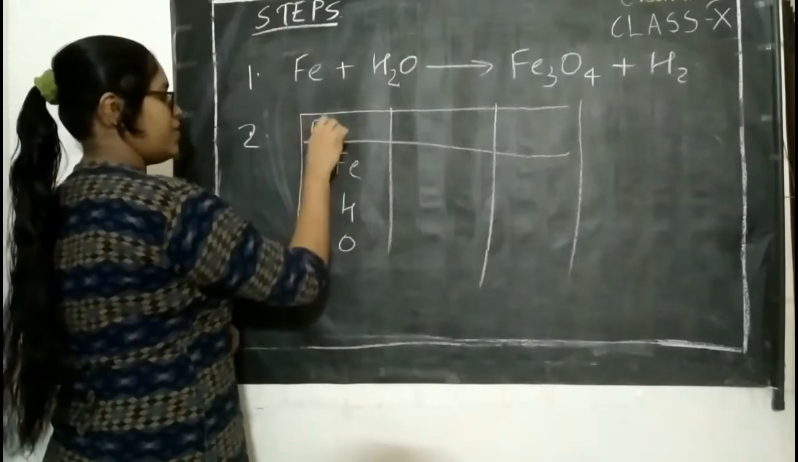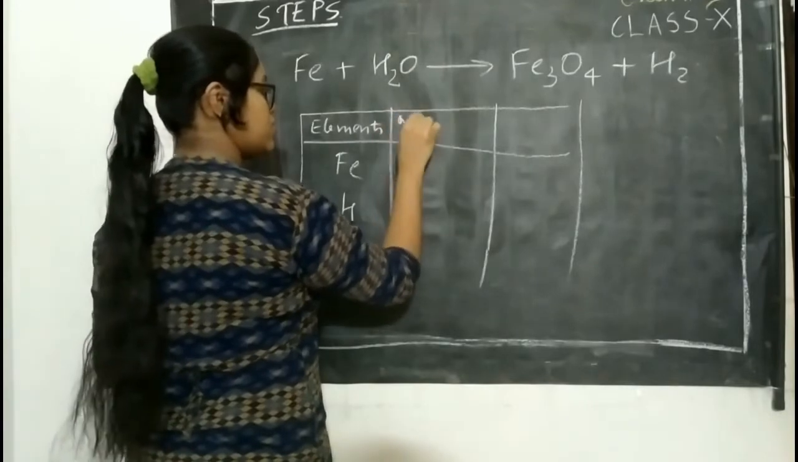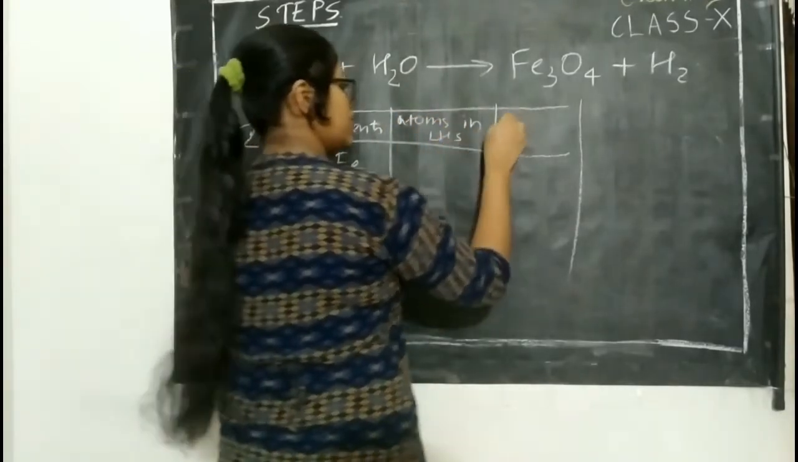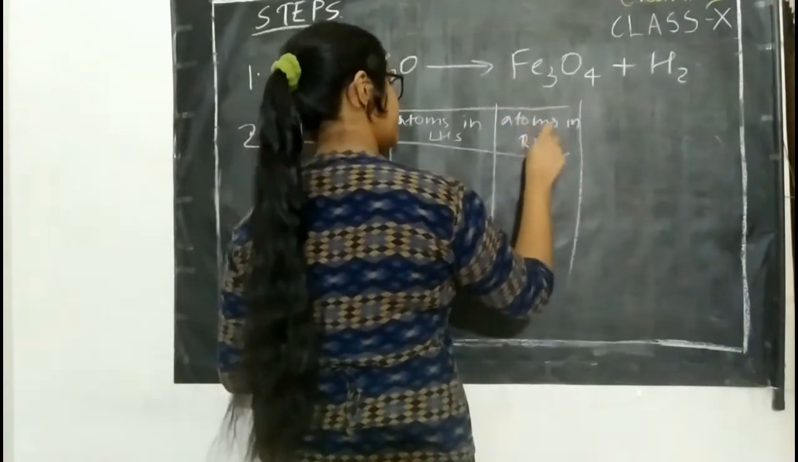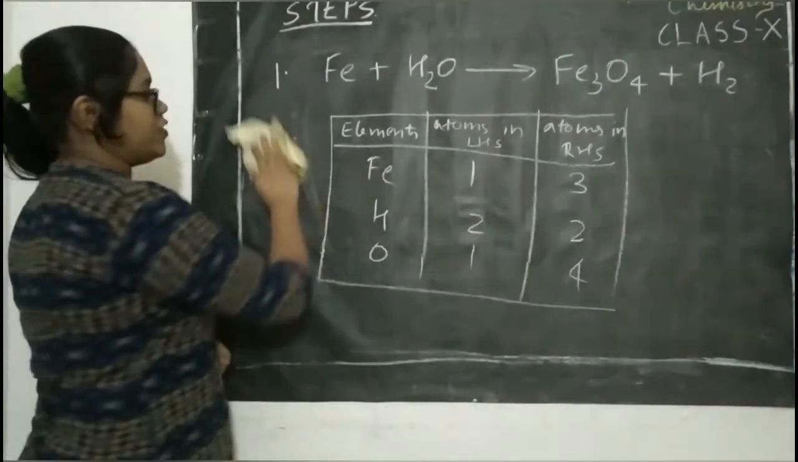We have elements, then atoms in LHS, then atoms in RHS. We completed our second step. Now we'll move on to the third step.